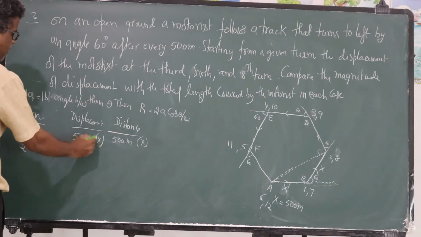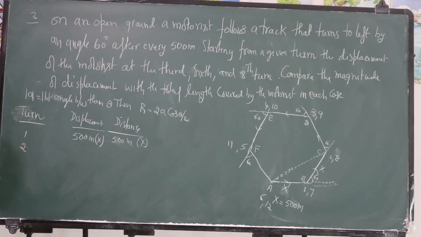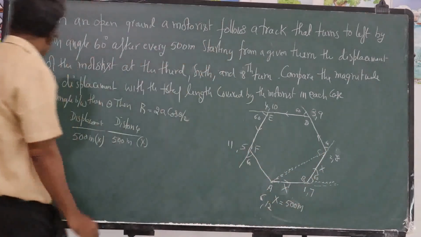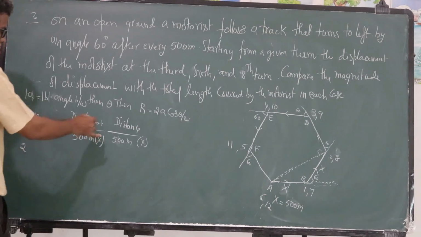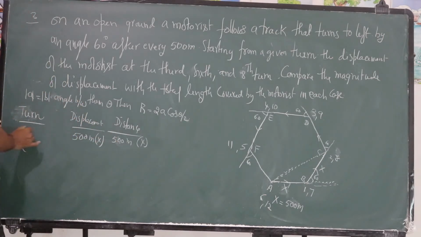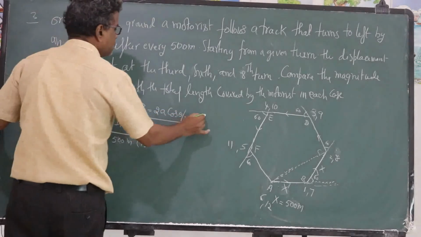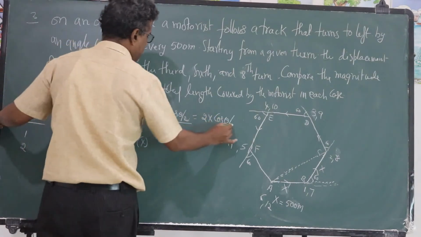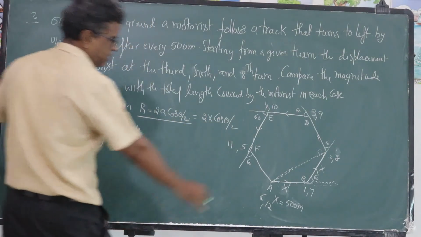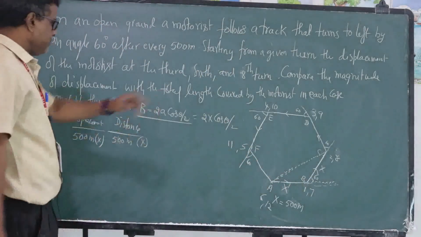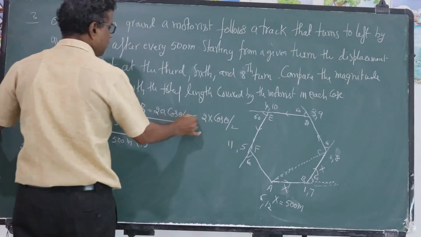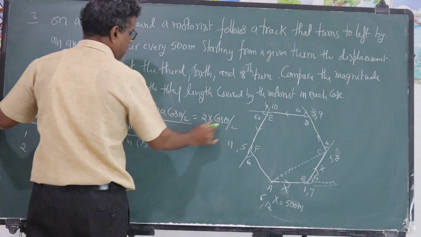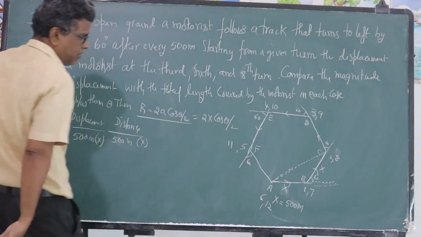After the second turn, what is the displacement? I am using this formula, 2a cos theta by 2. We can write it here as 2x cos theta by 2. What is theta here? 60. Cos 60 by 2. So what will you get here? Cos 60 by 2 is cos 30, root 3 by 2.